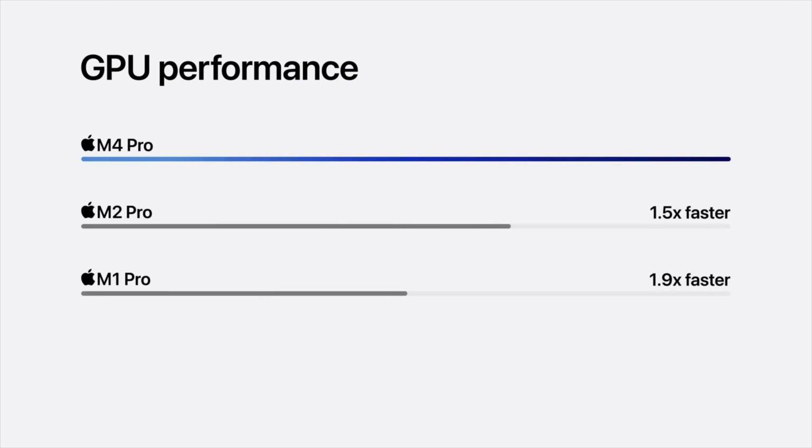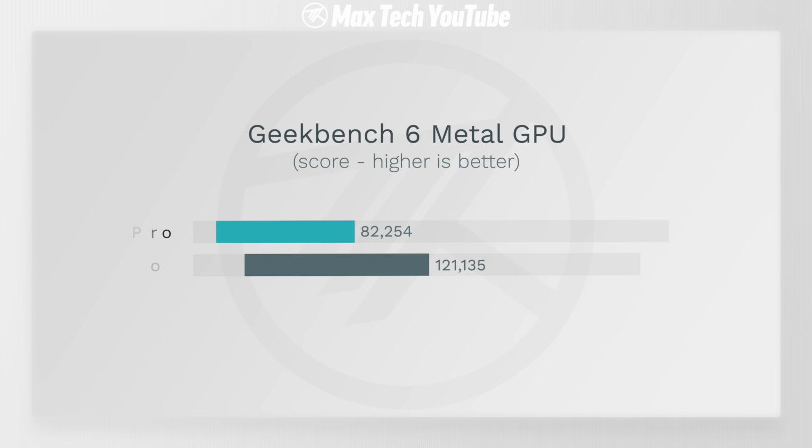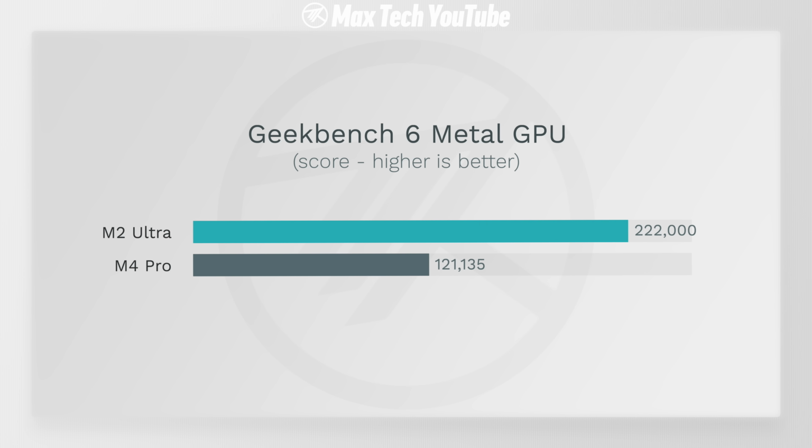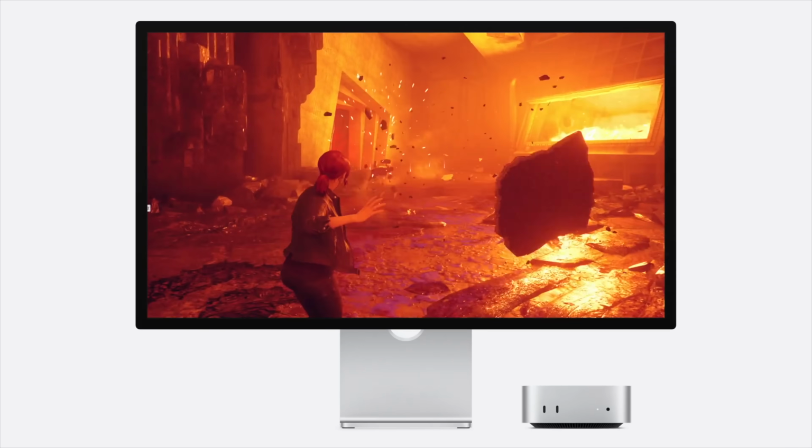Apple said that the M4 Pro is 1.5 times faster than the M2 Pro, which means it gets around 121,000 points in Geekbench 6's Metal Graphics tests, while the M2 Max Mac Studio gets 145,000 points and the M2 Ultra Mac Studio gets 222,000. So don't just assume that the M4 Pro also has a crazy fast GPU that can compete.